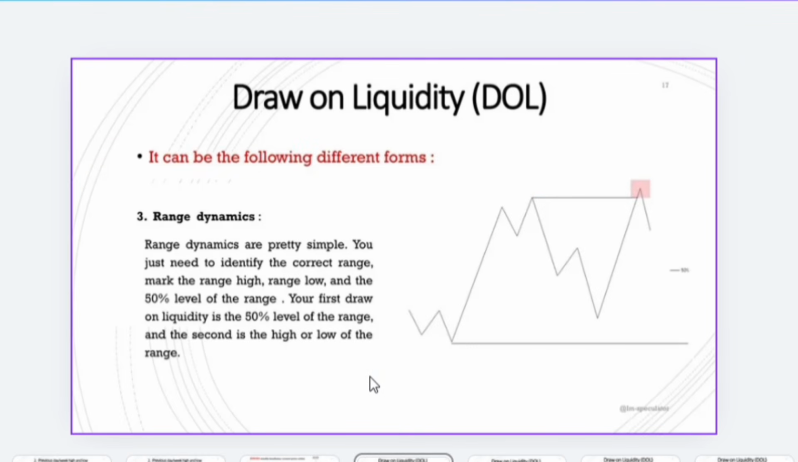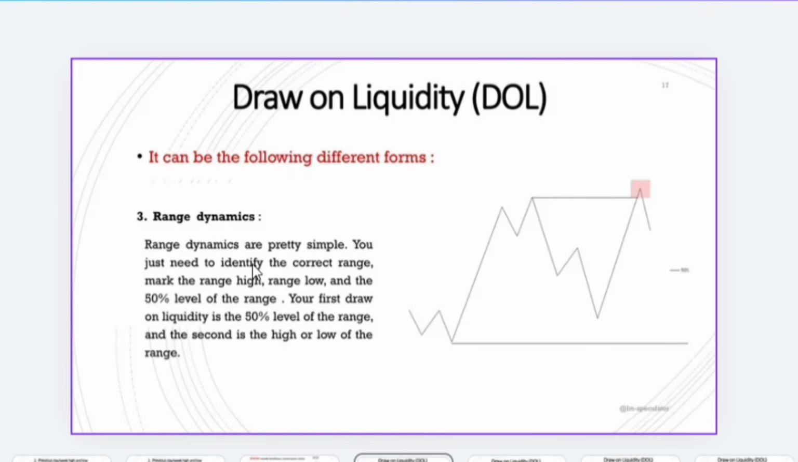Now, next, you can say that our CRT can also be seen in this particular form, our range dynamics. Now, what is the range dynamics? This is where I think you can also add this as our Asian range, London range, or New York range. Everything is all in speculation of this particular range. You understand?